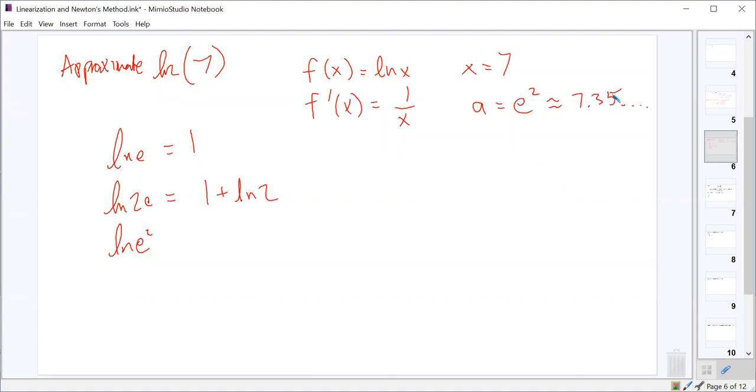So e squared, which is about 7.35, is pretty close to 7, and we can find the natural log of e squared because that's the same as 2 natural log of e, or just 2. Somebody said 2e, 5.5. That would have been a good value to look for if we were going to use 2e, because then we can use 1 plus natural log of 2. But natural log of e squared is good. That equals 2. That's pretty close to 7. It's about 7.35. So we'll use our center of approximation as e squared for that. Everybody good with that or no?